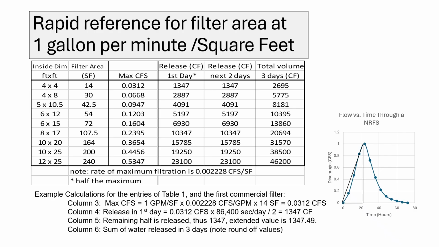Column 5 reflects that the remaining half is also released, giving another 1,347 cubic feet, with the more precise extended value being 1,347.49 cubic feet. Column 6 then presents the sum of all water released over the 3-day period, and it is worth noting that some rounding of values occurs across the columns. Understanding these step-by-step calculations gives designers confidence in reading and applying the rapid reference table correctly for any filter sizing situation.